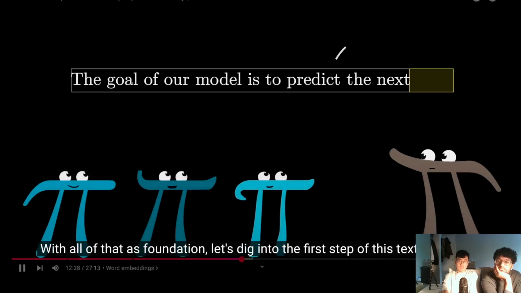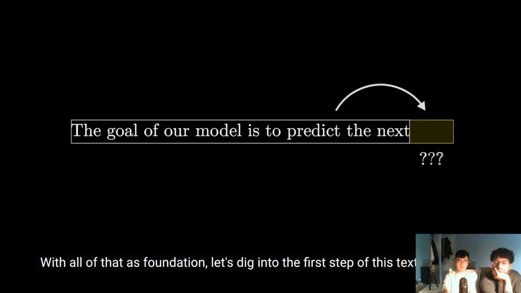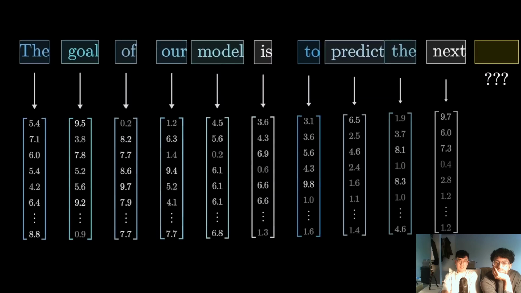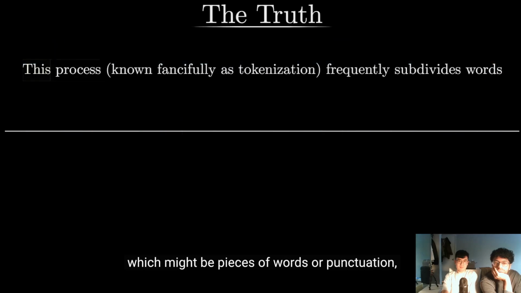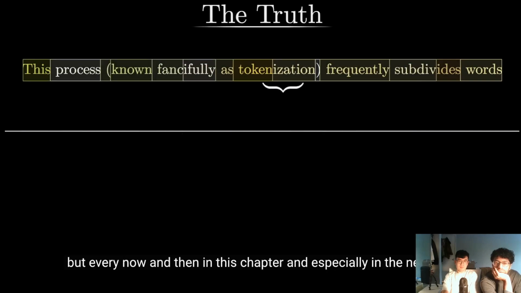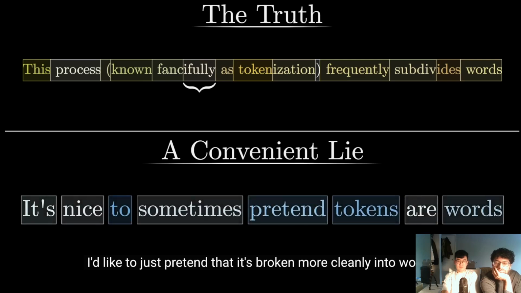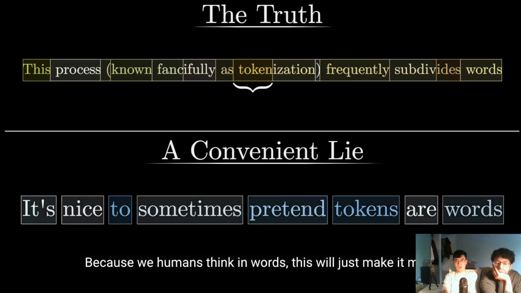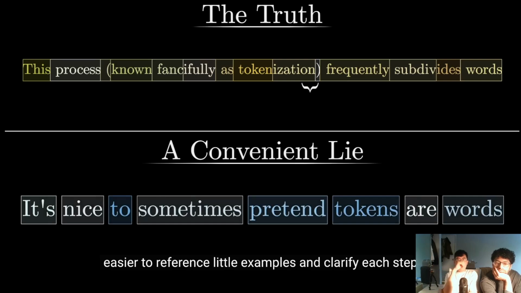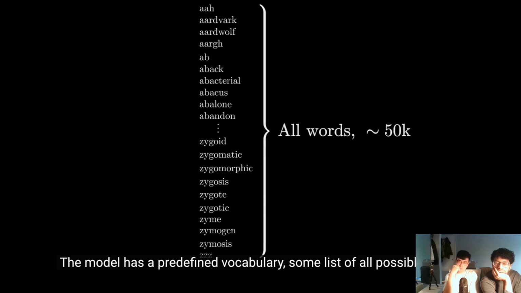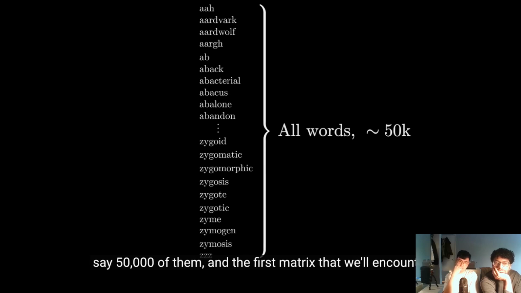With all of that as foundation, let's dig into the first step of this text processing example, which is to break up the input into little chunks and turn those chunks into vectors. I mentioned how those chunks are called tokens, which might be pieces of words or punctuation, but every now and then in this chapter, and especially in the next one, I'd like to just pretend that it's broken more cleanly into words. Because we humans think in words, this will just make it much easier to reference little examples and clarify each step.